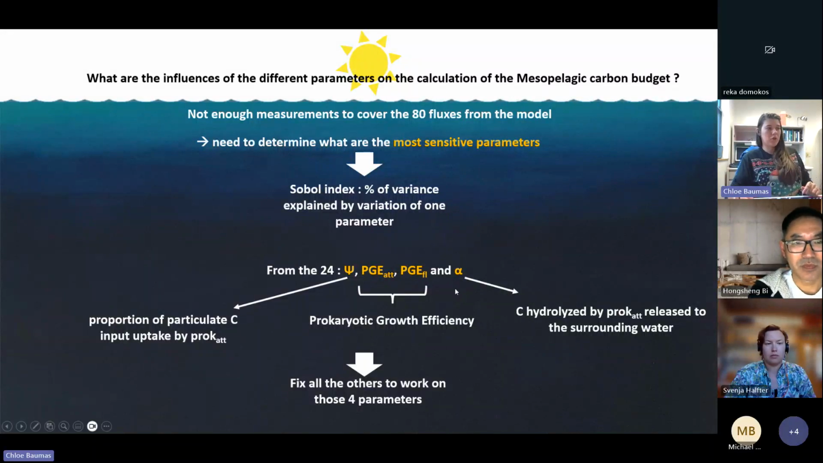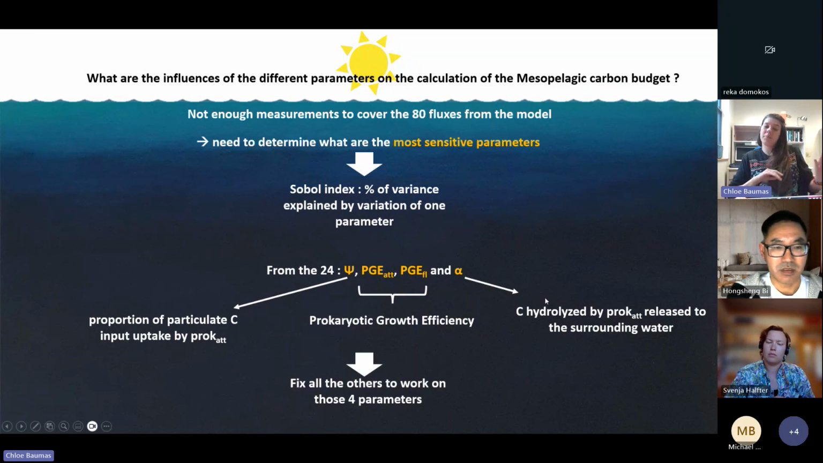And in our case, 4 parameters stand out. For instance, we have Psi, which is the proportion of particulate carbon export which is used by prokaryotes attached. Both prokaryotic growth efficiencies, they are here again, of course, and alpha, which is the proportion of carbon hydrolyzed by prokaryotes attached that is released to the surrounding water. They are not using everything. So the idea is to fix the 20 other parameters to estimate only those which are the most sensitive, so those 4 ones.